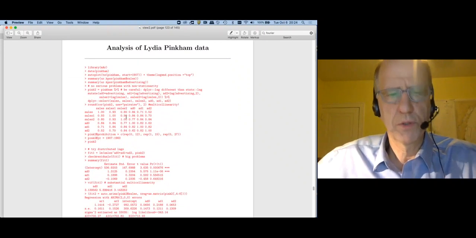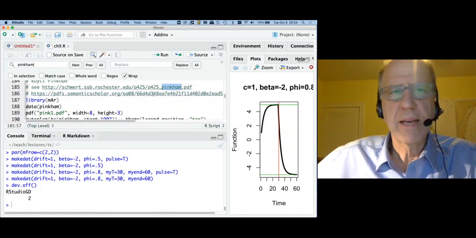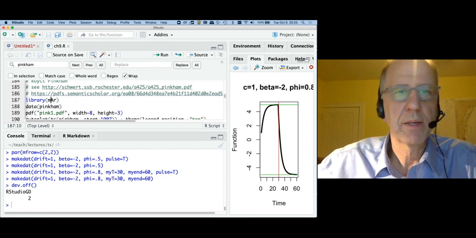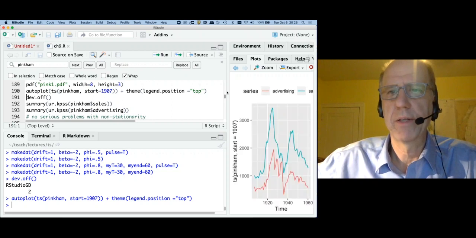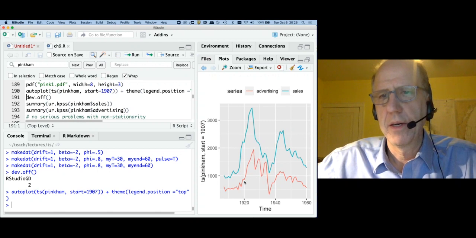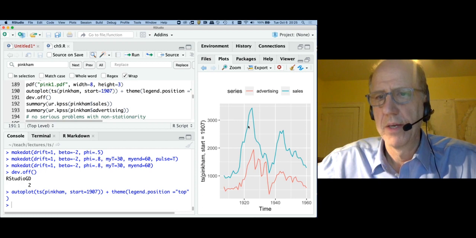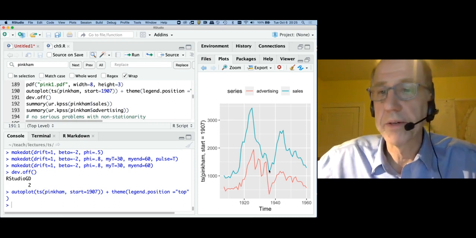Well, let's go over to R and run this one live. This data set is available in a library called MARX. Let's go make our autoplot. And so this is the autoplot that we just saw. What we see is that advertising and sales resemble each other. They kind of follow each other. When advertising goes up, sales go up. When my advertising goes down, sales go down. And so they very much track one another.